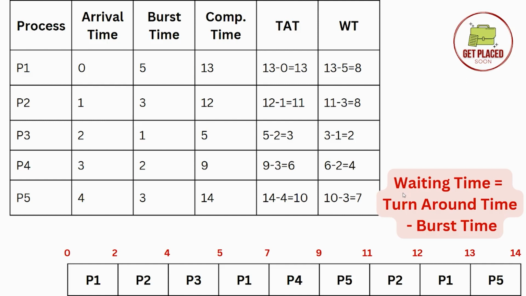In case you need to find average turnaround time or average waiting time, all you need to do is sum the values for each process and divide by the total number of processes. I hope you can do that.